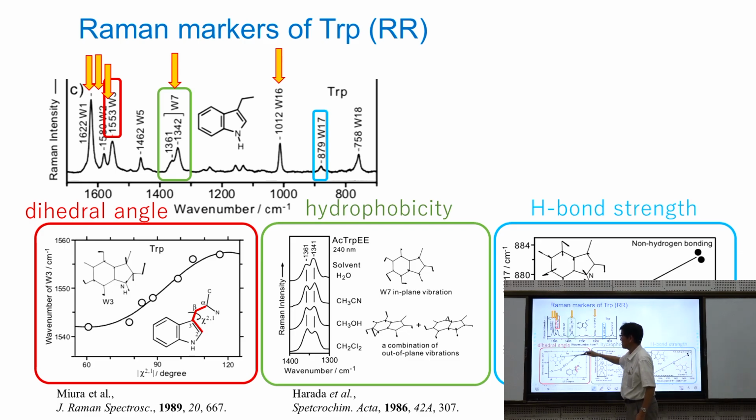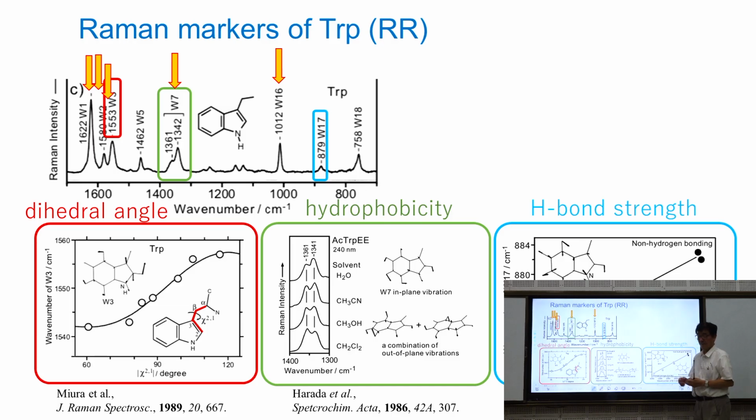W3 is related to the dihedral angle of the tryptophan side chain. W7 is a doublet band, and the doublet intensity ratio changes depending on the hydrophobicity. Also, W17 peak position changes in proportion to the wave number of the NH stretching, in other words, depending on the hydrogen bonding strength.